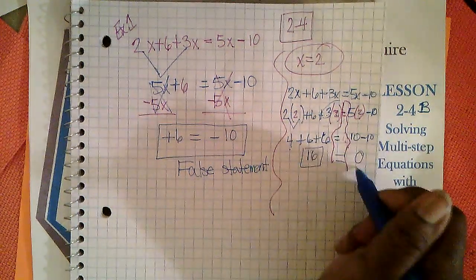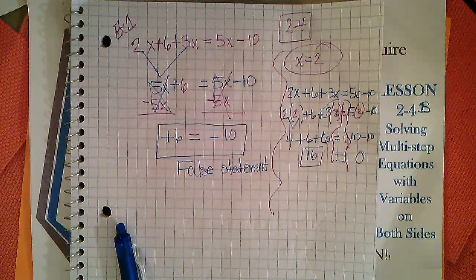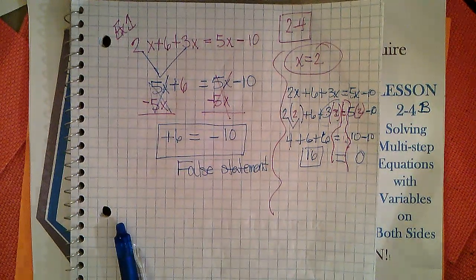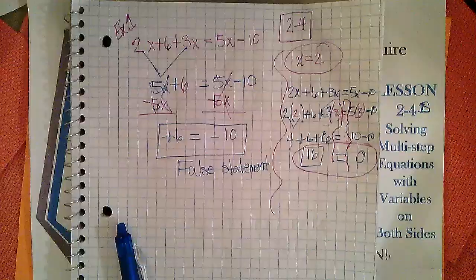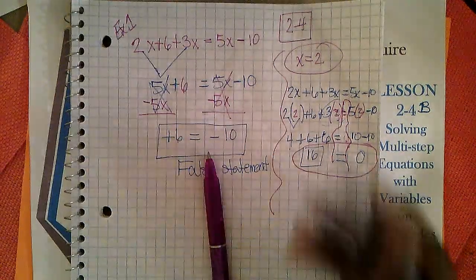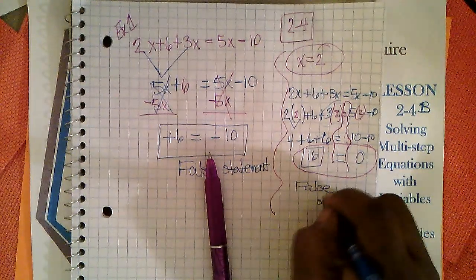So 16 equals 0. So see how that came out to be untrue? And that's how we know that is a false statement, when we cannot come up with the same answer on both sides.